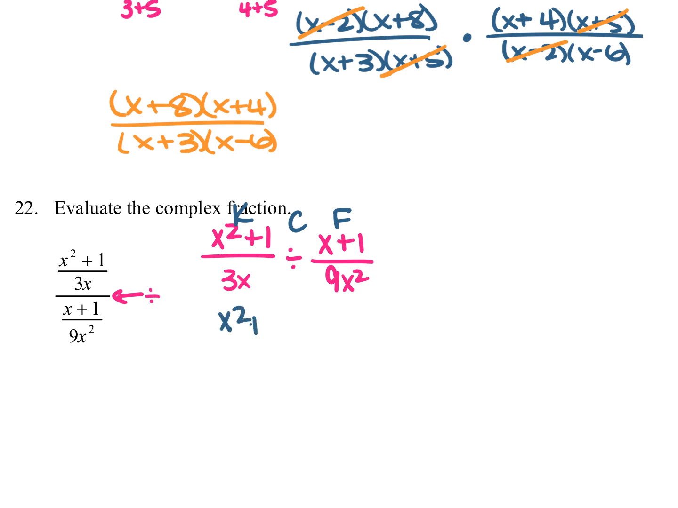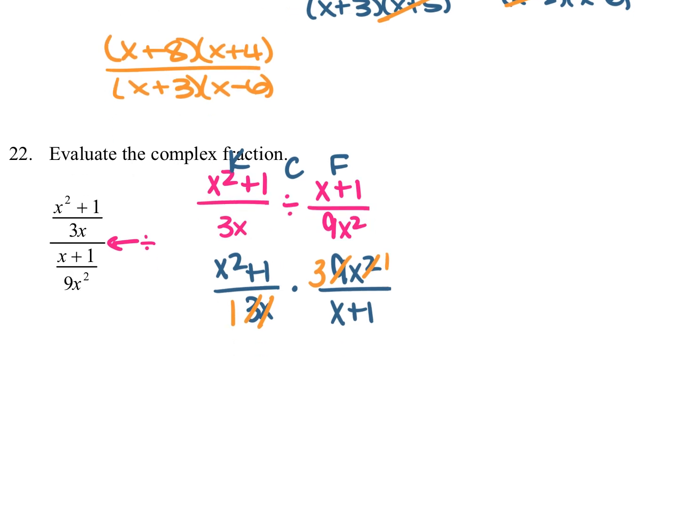That's going to give us x squared plus 1 over 3x times 9x squared over x plus 1. Diagonally, the 3 and the 9 simplify. 9 becomes 3, 3 becomes 1. The x and the x squared also simplify as well. So it's just x squared plus 1 over 1 times 3x over x plus 1. So you multiply straight across, and that's 3x times x squared plus 1 over x plus 1.